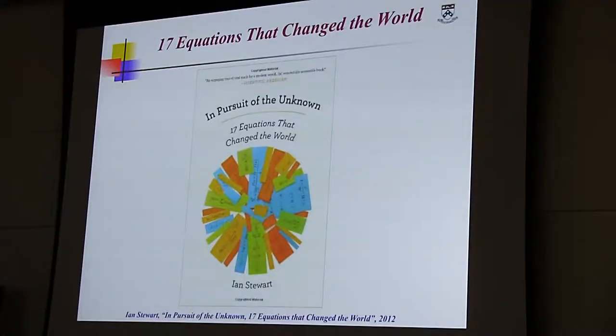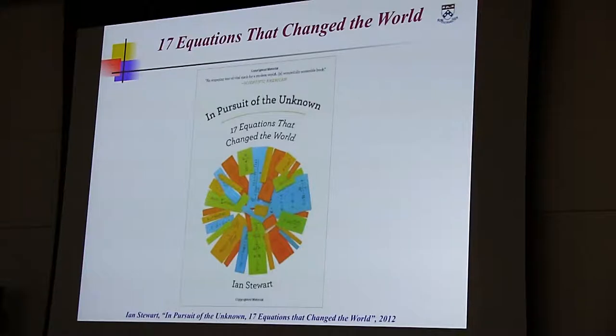So the first thing we did, just Google it to see what we get. And when I Googled that, I came across this book by Professor Ian Stewart, who's a mathematician and science writer in England. The title of his book is In Pursuit of the Unknown: 17 Equations That Changed the World. So just for fun, let's go over the 17 equations in chronological order. Maxwell's equation would be number 11. It's just a chronological order.